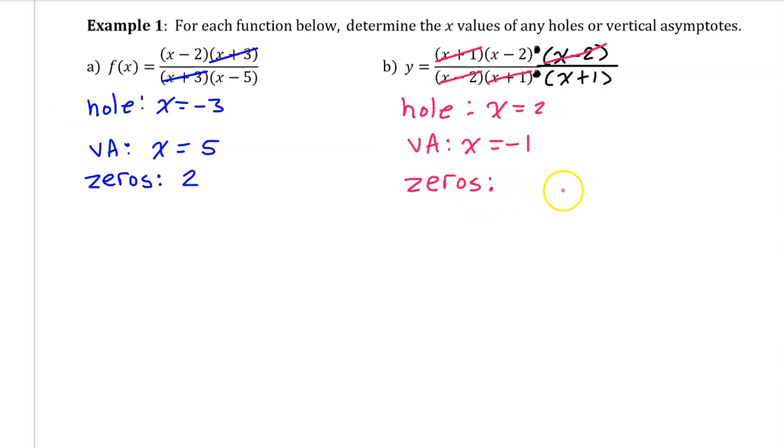Let's discuss the zeros as well. Remember, zeros come from factors that are only in the numerator. However, both factors in the numerator also appear in the denominator, so this function has no zeros.